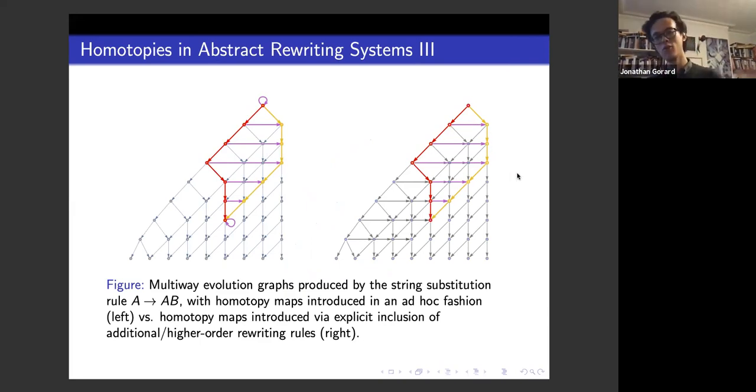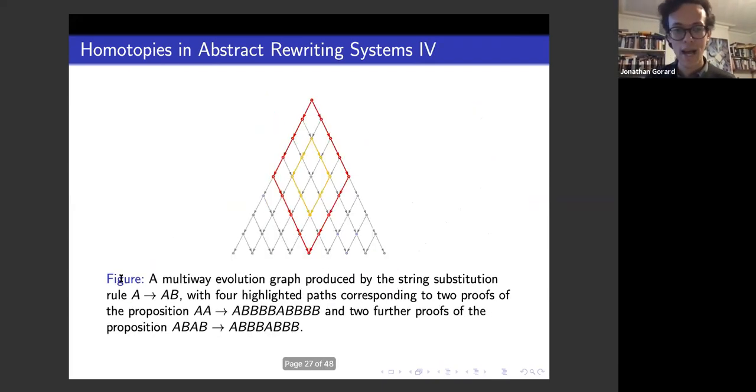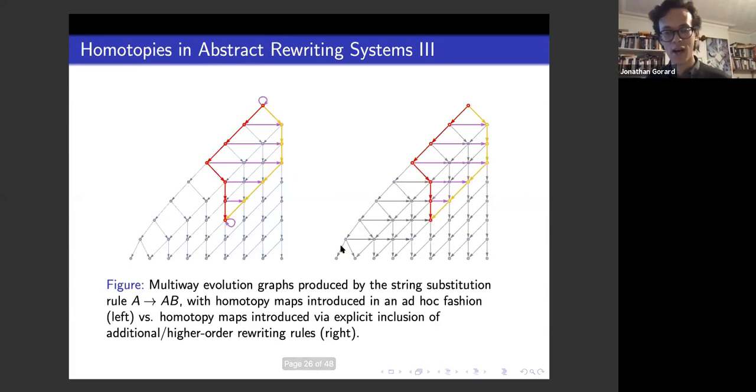And then we get a new higher dimensional version of the multi-way evolution graph that we started with, with this homotopy map built into it. And that's the thing that you see on the right here. You can also see that in the thing on the right, there are these new transformations that weren't possible in the old system because these higher order rewriting rules hadn't been introduced. And so this gives us a way to introduce effectively two cells between these one cells that correspond to proofs of equivalence between proofs. And we can go further, right?